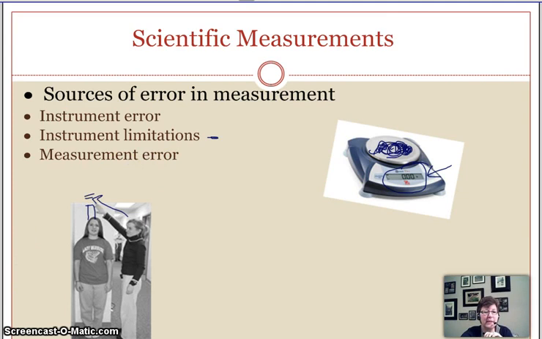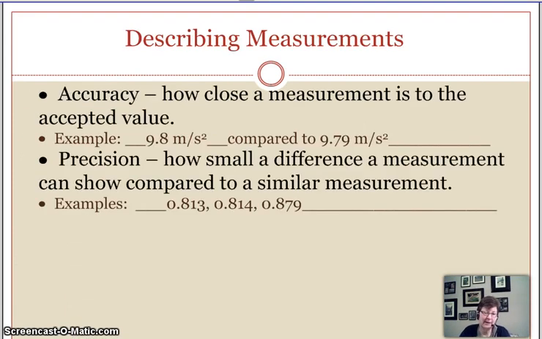Okay, so how do we describe accuracy and precision? The words sound very similar, but they aren't exactly the same. So let's talk about the difference between them. Accuracy is how close a measurement is to the accepted value. And the example I chose in here was 9.8 meters per second squared. That's the value for the acceleration due to gravity on Earth.